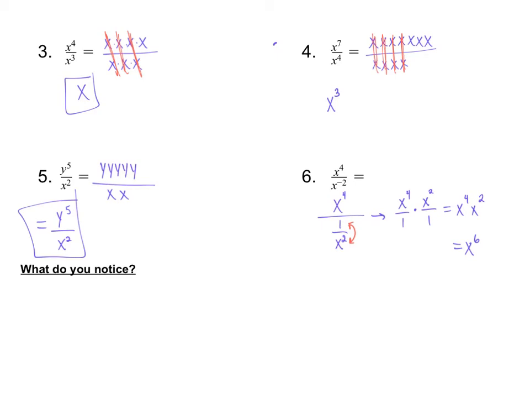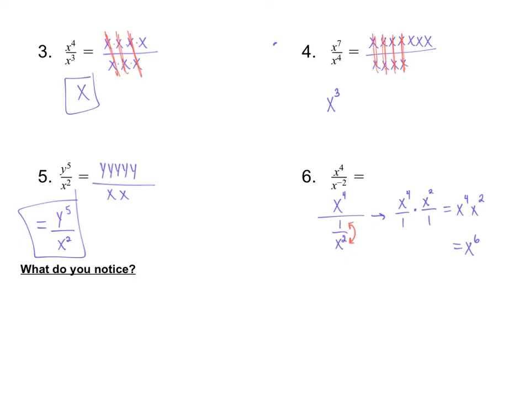So our final question before we move on to some practice is, what do we notice? Well, I noticed that if we look at our exponents and where we ended up, the difference in the exponents is what was left over. So on number 1, we had 3 to the 5th over 3 squared. The difference of 5 and 2 is 3. We ended up with 3 to the 3rd. Number 2, 5 to the 6th over 5 to the 4th. The difference of 6 and 4 is 2, and we ended up with 5 squared.